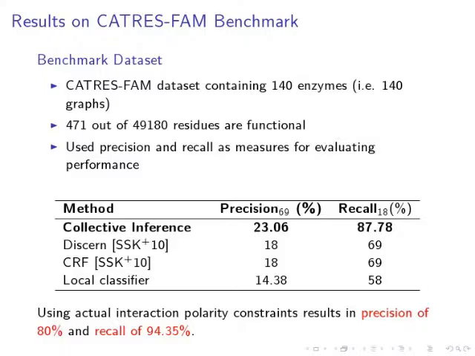We applied this method on the CATRES-FAM benchmark dataset having 140 proteins, where 471 out of 49,000 residues were functional. And we use precision and recall as measures for evaluating performance. What we saw is that our collective inferencing scheme improves precision by approximately 5 percentage points and recall by 29 percentage points over Discern, which was a relational classifier, and CRF. So our method outperforms both of those techniques.